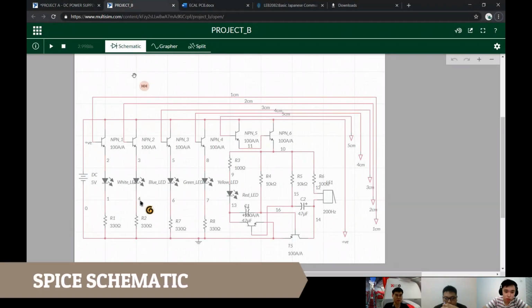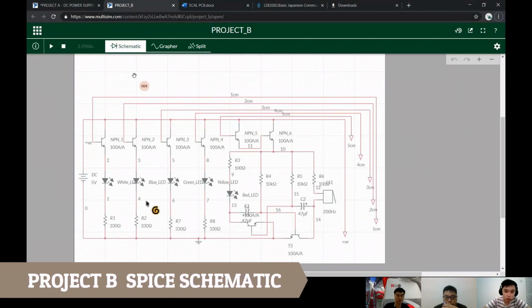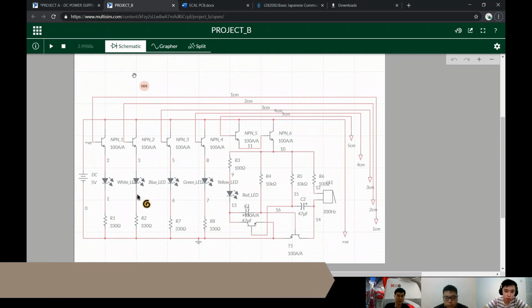For project B, basically this is our project B. This is the circuit we use to detect the water level for a given depth. We divide the water level into 5 levels, from 1 cm to 5 cm, and we connect using the 5 volt direct current power supply. So we start from the white LED until the red LED.